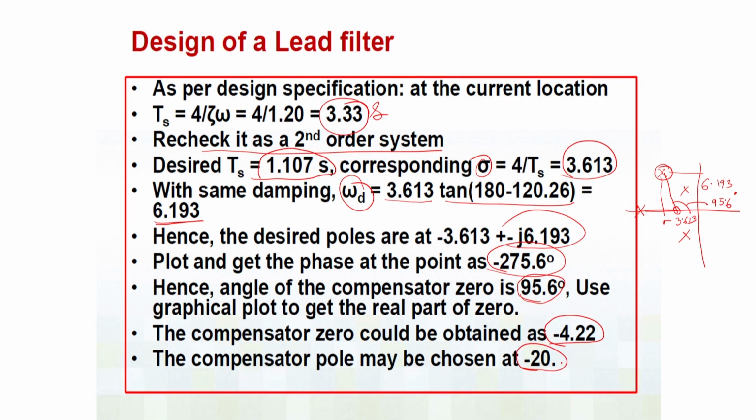So, once I get the minus 4.22, then I can simply multiply it by 5 times and keep the corresponding pole somewhere here. So, it is far away at minus 20, so that it does not disturb my system. So, that is how I can design a lead filter for the system.